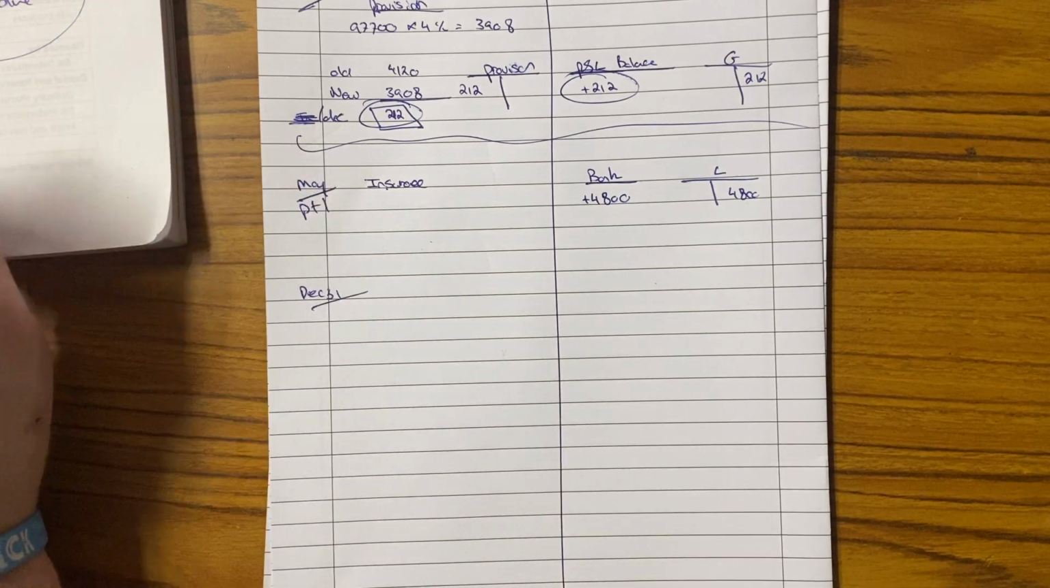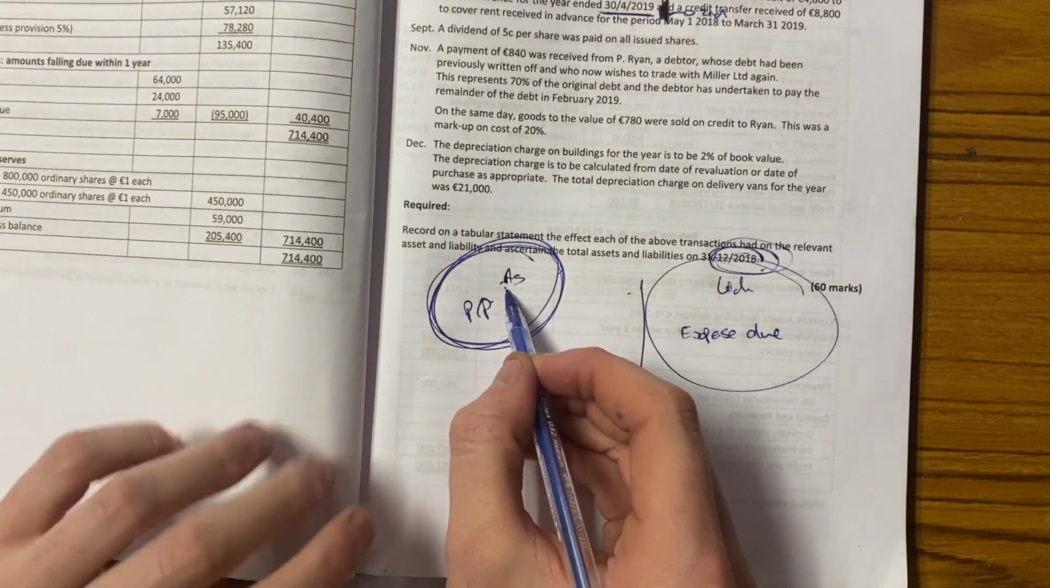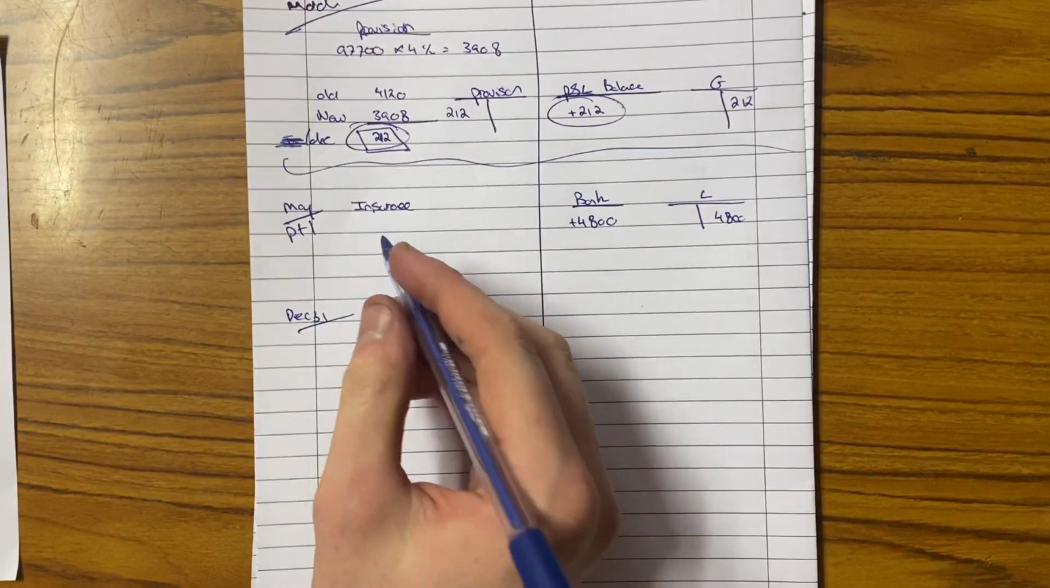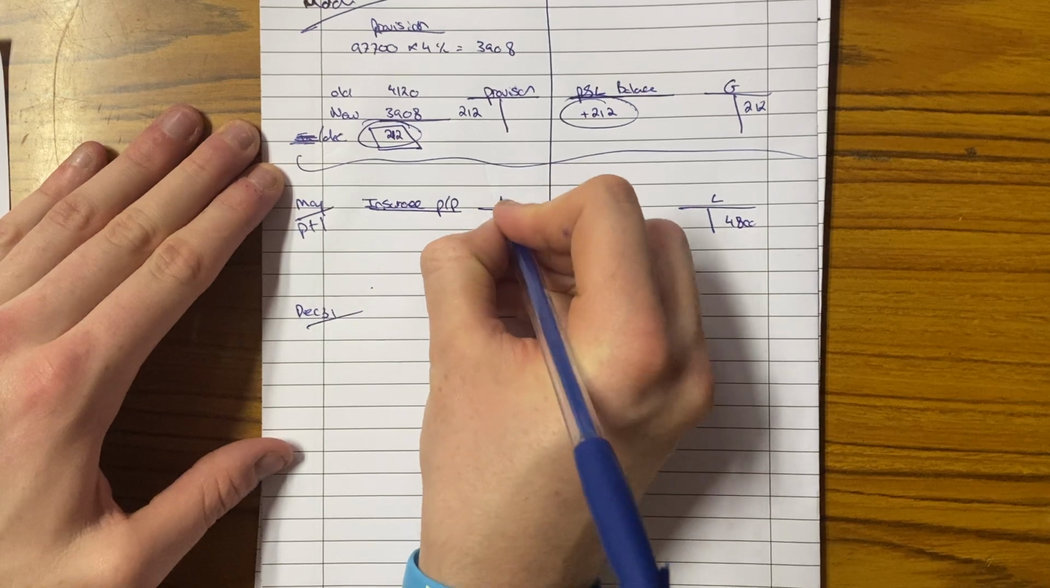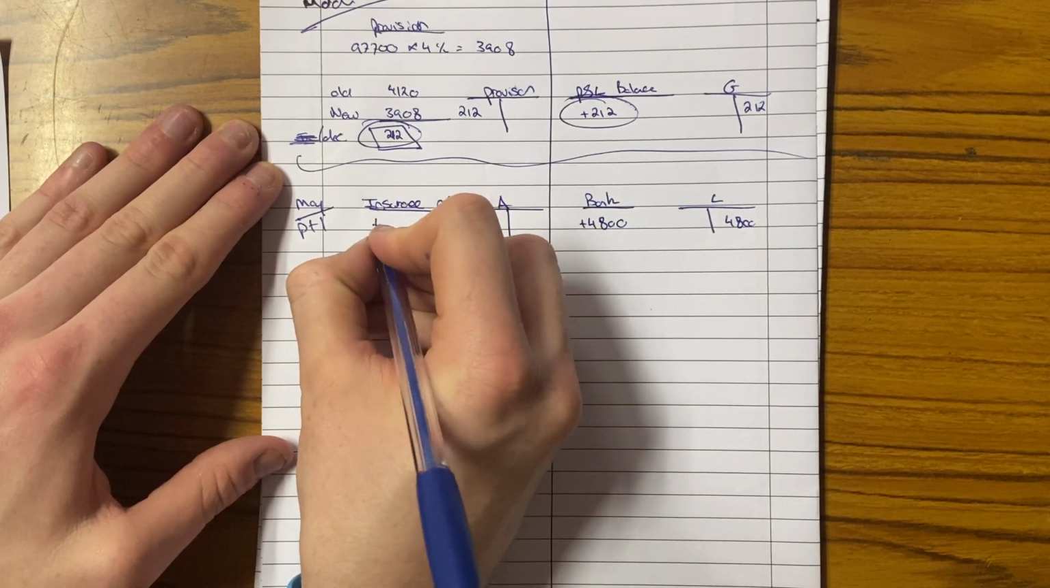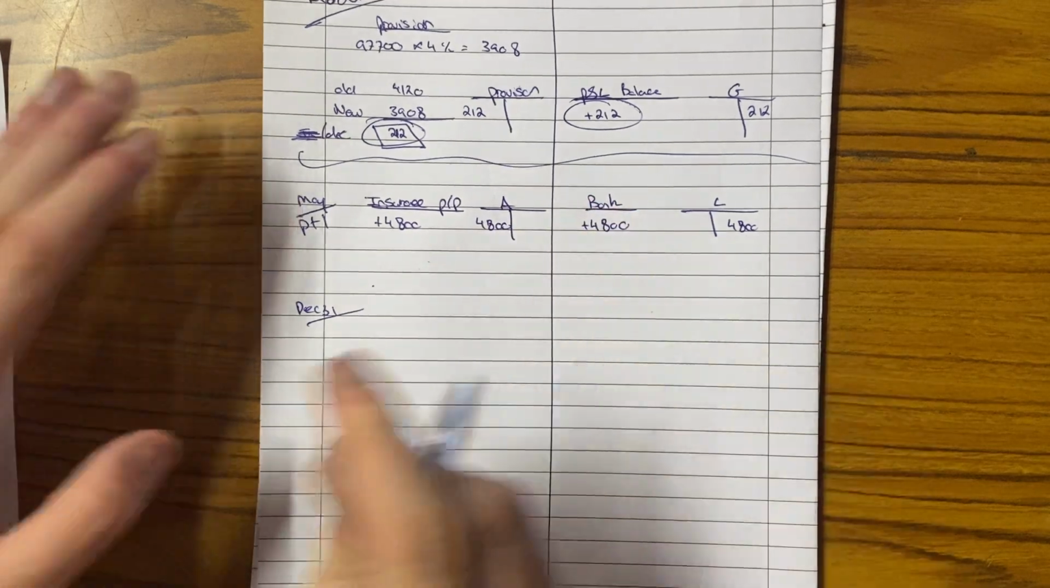As we stated, it's going to the right, and if it goes to the right, it's a prepaid expense. So that's why I'm doing it on the debit side here. Insurance prepaid, and the figure is going to be, so it's an asset, for 4,800 euros. That's the first step.